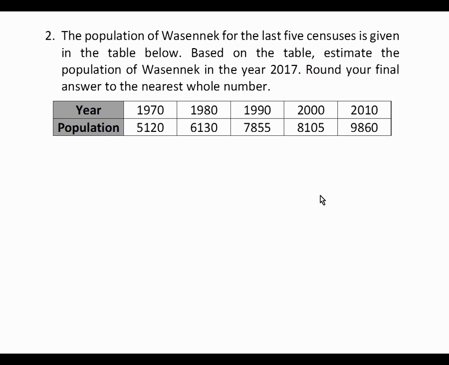Example 2. The population of Wassenich for the last 5 census is given in the table below. Based on the table, estimate the population of Wassenich in the year 2017. Round your final answer to the nearest whole number, because fractional people don't make sense. So here are my years: 1970, 1980, 1990, 2000, 2010. Notice 2017 is beyond where the table goes. So in this one, we're actually doing an extrapolation.